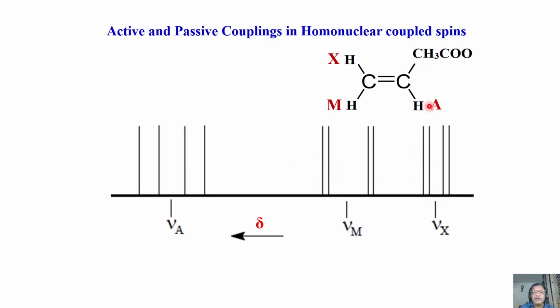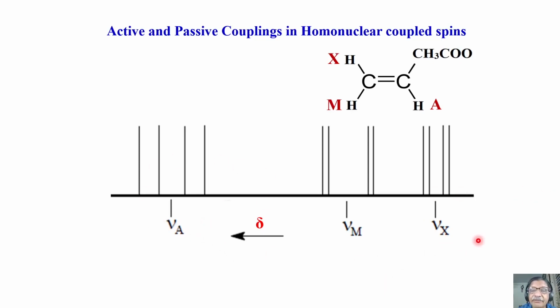Why? Because when I am looking at A, it can have coupling to this and this, trans coupling and cis coupling of 3 bond. When I am looking at M, it can have a cis coupling to A and geminal coupling to X. When I am looking at X, it can have a geminal coupling to M and trans coupling to A. So all are of different strengths. As a consequence, this multiplicity pattern is not identical for all the 3 protons. That's a plus point. Please understand this important point now. They are not identical, they are all different. As a consequence, this is the spectrum.